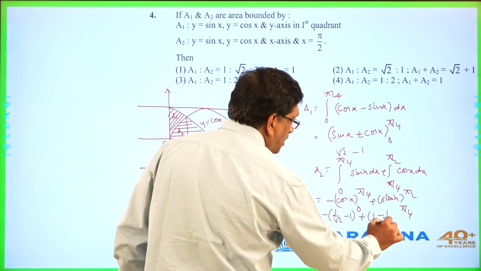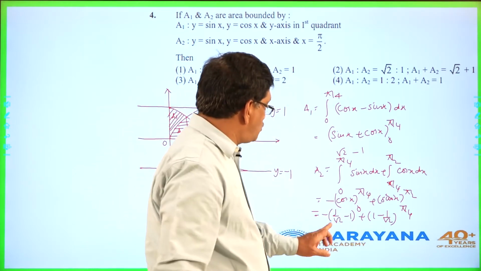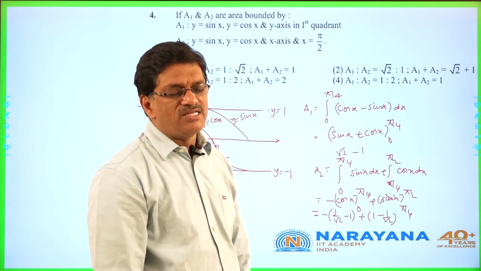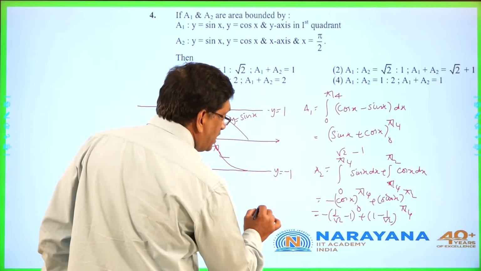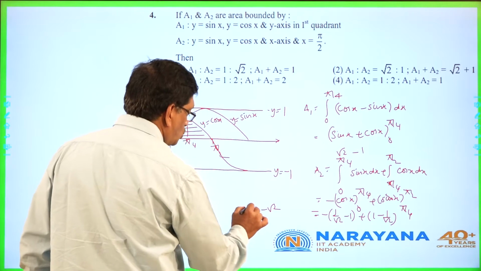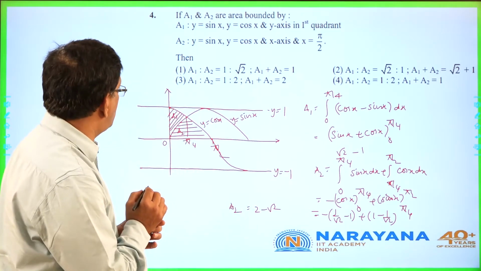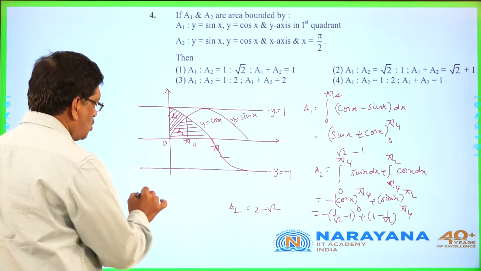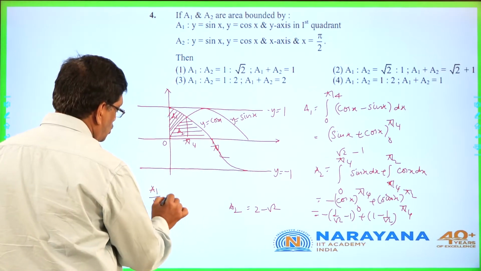It is 1 minus 1 by root 2. This is minus 1 by root 2, minus 1 by root 2, minus 2 by root 2, and minus 2 by root 2 is minus root 2. Right? Minus root 2, and this is 2 minus root 2. That is A2. Now what is he asking? He is asking some options like this. Please check out. Now A1 by A2.